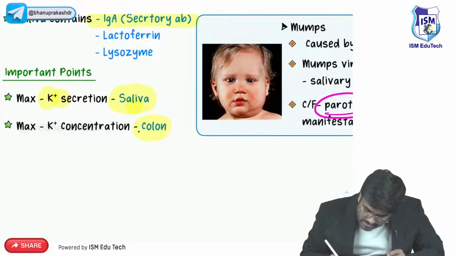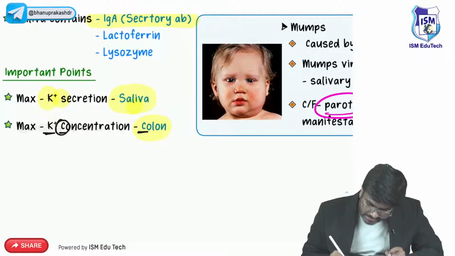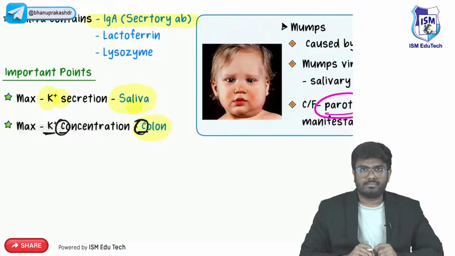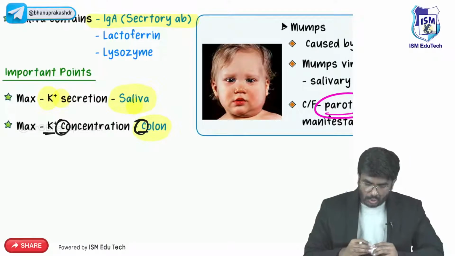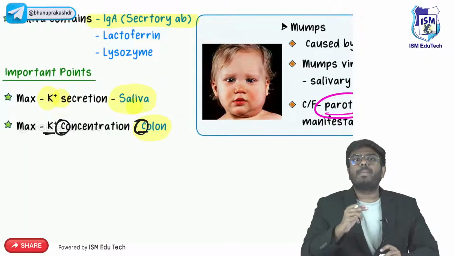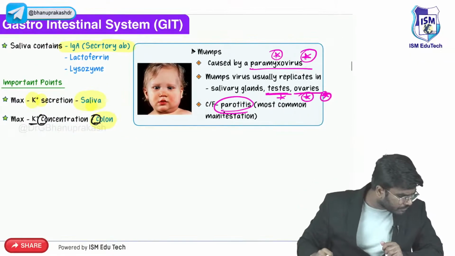But if they ask you maximum potassium is present, maximum potassium concentration, C for C. Maximum potassium concentration is present in which bodily fluid? Colonic fluid. So in the colonic fluids, you are having the maximum potassium concentration, but maximum potassium secretion into which body fluid? Saliva. Done. Okay.